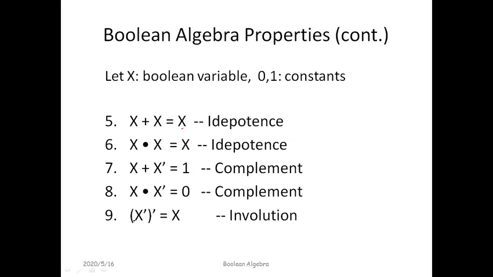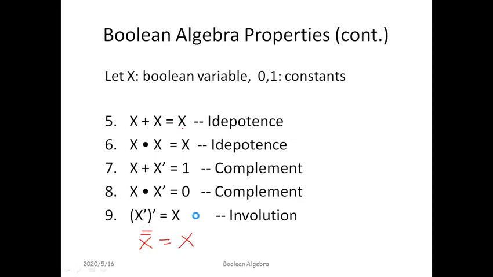Then number 9, when we invert an already inverted signal, we are simply having the two inversions cancel each other out. What we mean is this: if you have x bar and you put another bar on top of a bar, this means the two bars will cancel each other out.